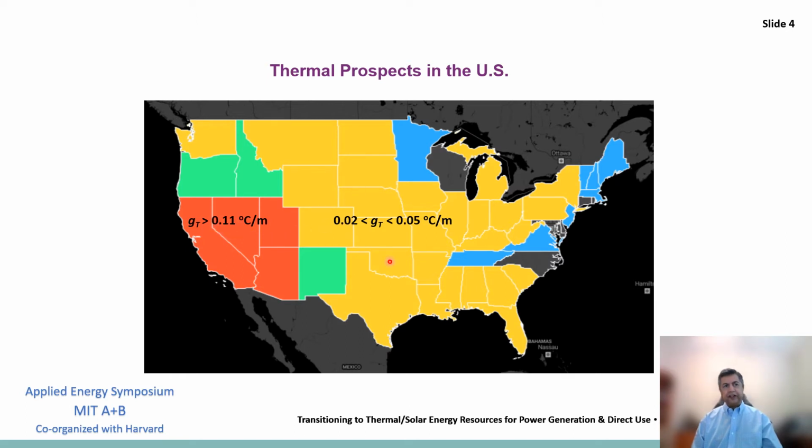In contrast, the yellow states are of a lower capability in terms of ability to generate hot water. So that's why they are more suitable for direct use, such as we mentioned earlier, from agriculture to pharmaceutical industries, depending on how deep the well is and so forth.